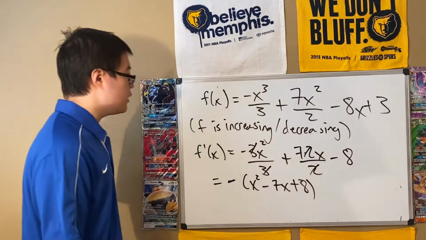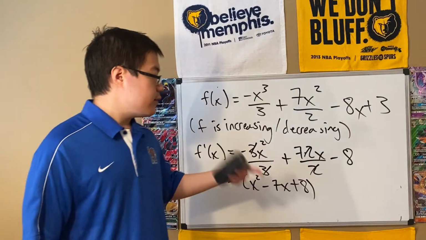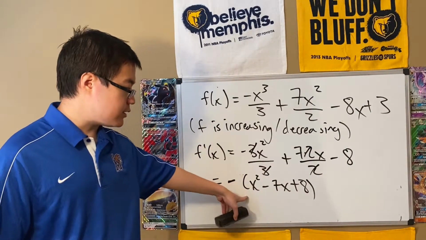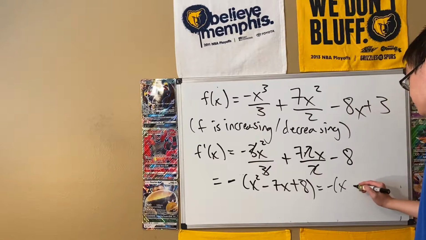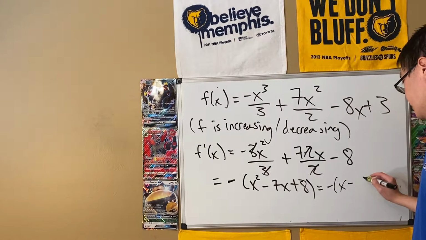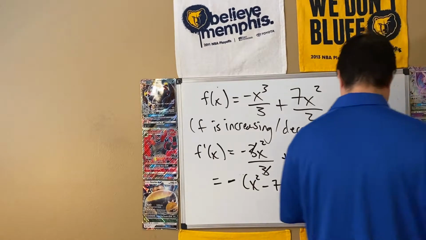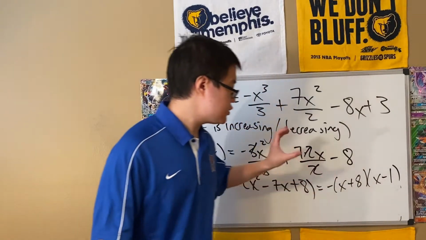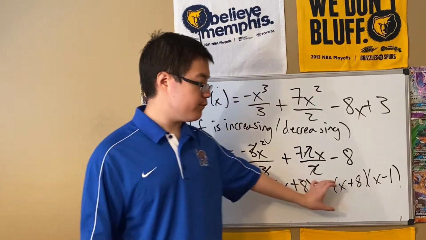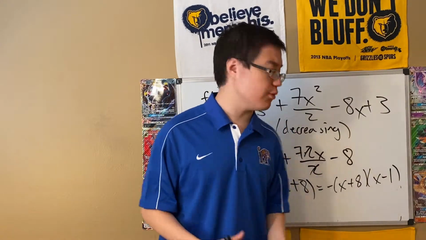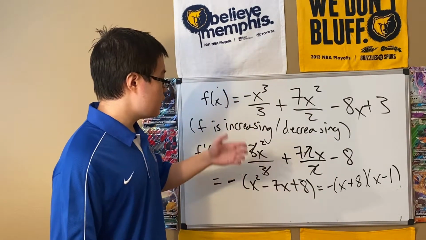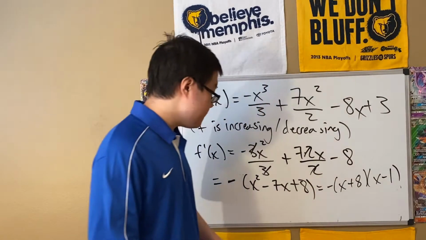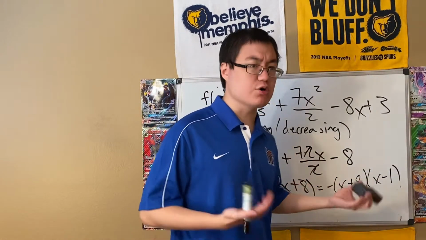Running out of room here, didn't really plan this out, but let's factor this derivative. I can't do basic factoring, it looks like it's going to be minus x plus 8 times x minus 1. Notice that we do have to do a little bit of algebra to get to this point. We need to factor as much as possible, and we have done so. Now that we have factored as much as possible, what we need to do is draw this sign chart.